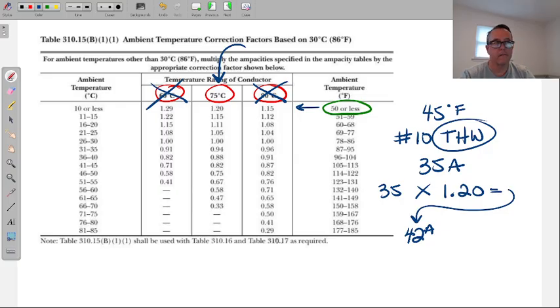All right, good so far? Any questions? Now, usually, go ahead. Where does the 45 degrees come into play? Oh, that was just the temperature that I said we were dealing with.